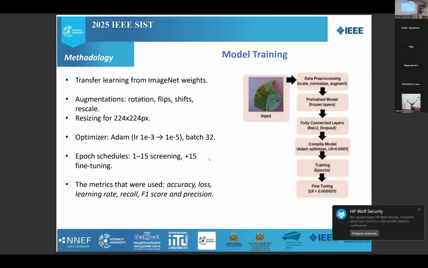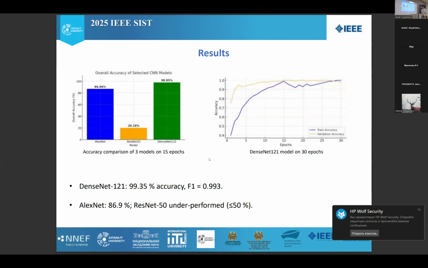Training ran from 1 to 15 epochs, and in every epoch, several metrics were analyzed and observed: accuracy, loss, learning rate, recall, F1 score, and precision. Results. First of all, in the first figure, we ran 3 models on 15 epochs, and as you can see, the DenseNet model got the highest accuracy, and therefore we went with this model on 30 epochs, and it showed more than 99% accuracy, 99.35, with an F1 score of 0.993.